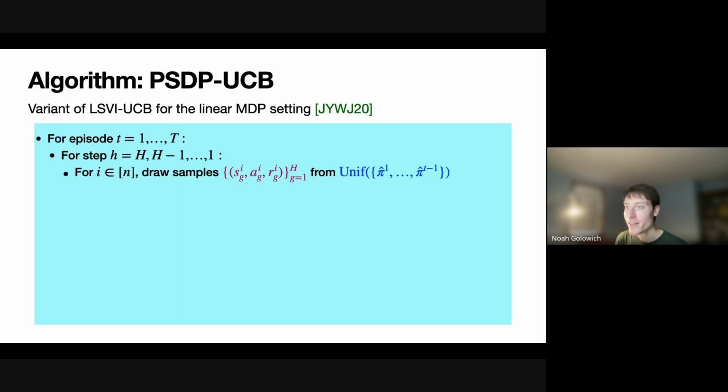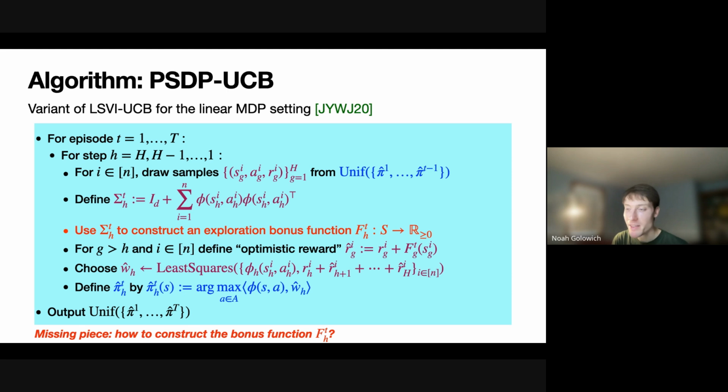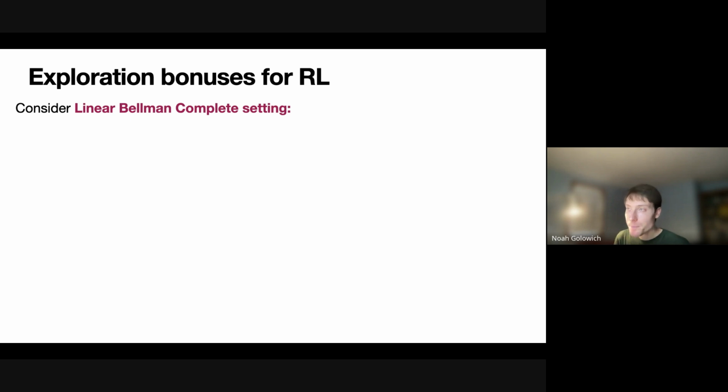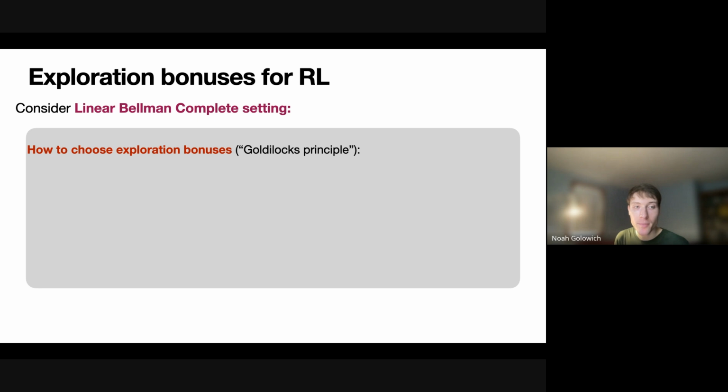Okay. So as I said, the main missing piece here is how do we construct the bonus function f h t. And ideally, this should induce us to explore a wide variety of states so that the value functions will be near optimal, and therefore the policies that we use will also be near optimal. Okay, so in the rest of the talk, I'm going to delve into more detail on how we construct these bonuses. The way I'm going to do this is I'm first going to talk about some general principles that we want to use to construct exploration bonus functions.